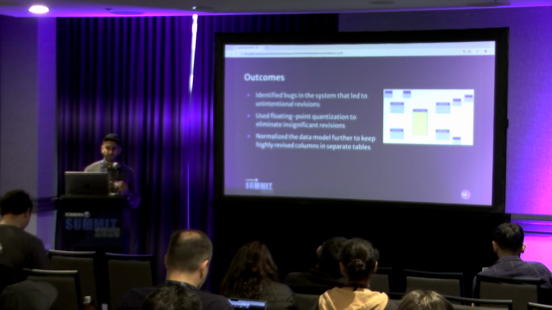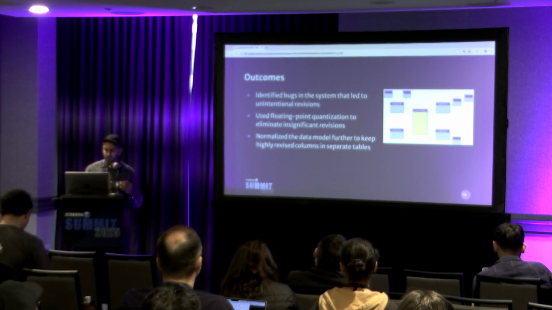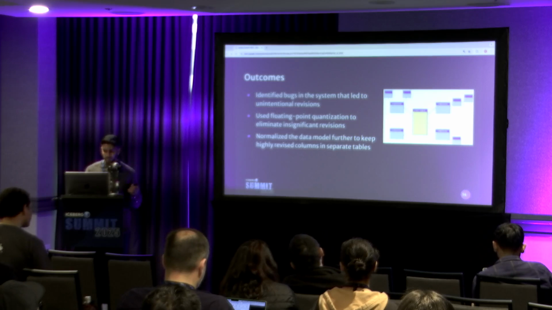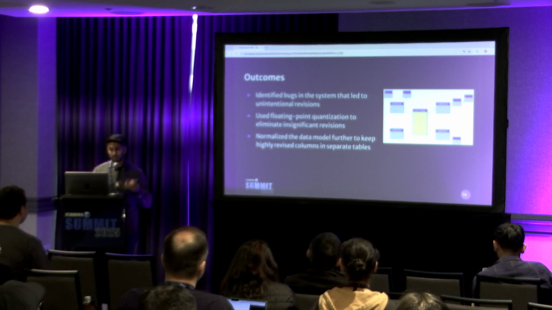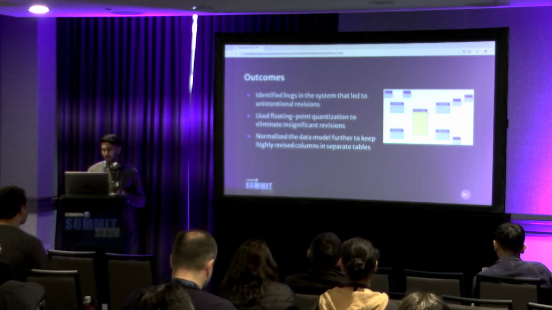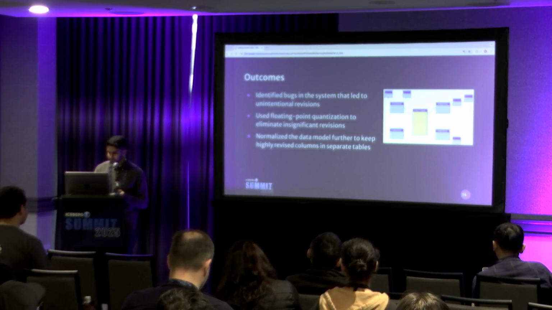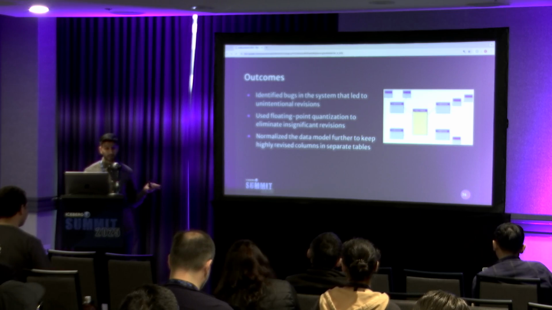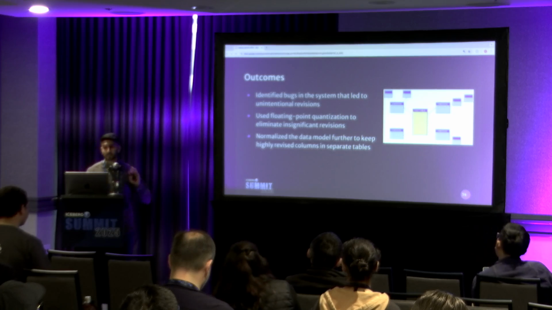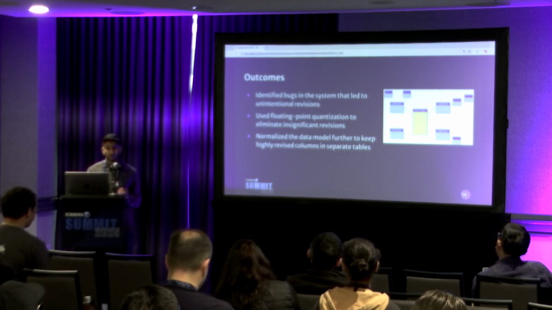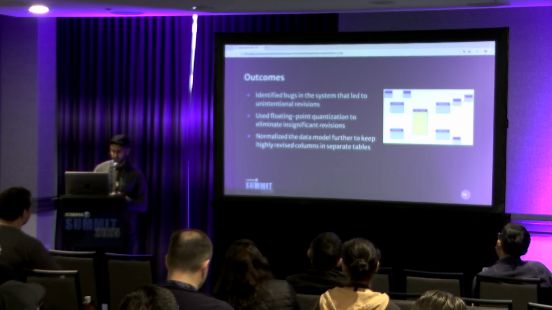And a lot of these were changing insignificantly for what our product was intending to capture. So what we were able to use is floating point quantization to ensure we're eliminating a lot of those insignificant revisions, and we're ensuring that all of the changes that were happening are truly significant for our product. And lastly, by understanding what columns are immutable and what columns are highly revisable, we were able to normalize our data model further, moving the columns that had a high level of revisions to separate dimension tables, overall minimizing the daily revision volume across our product.